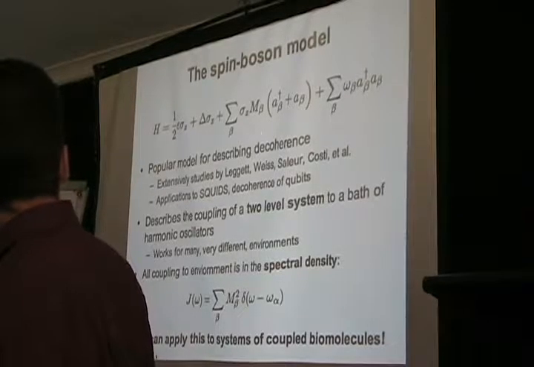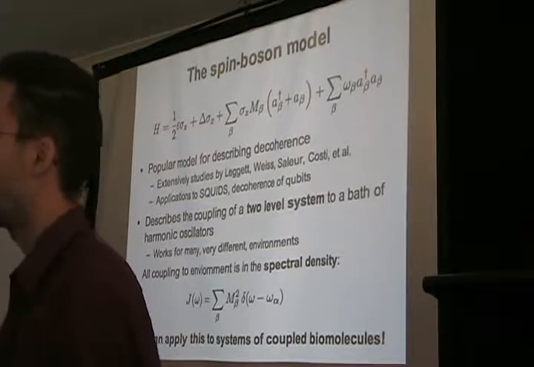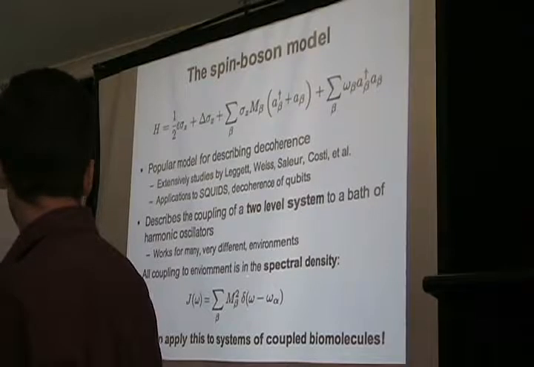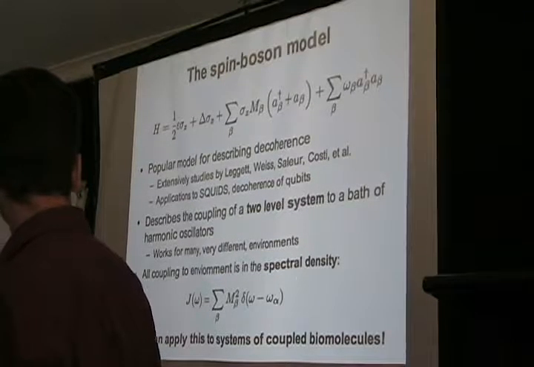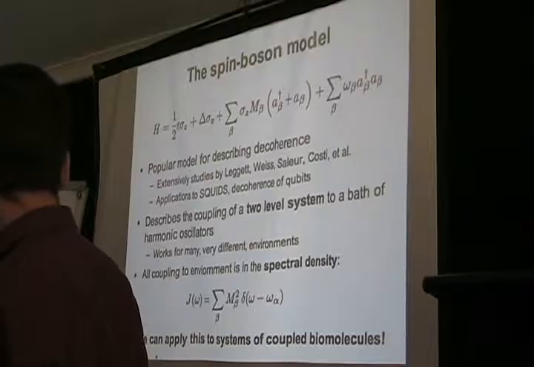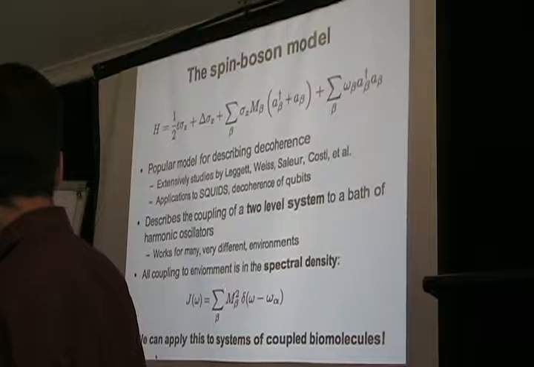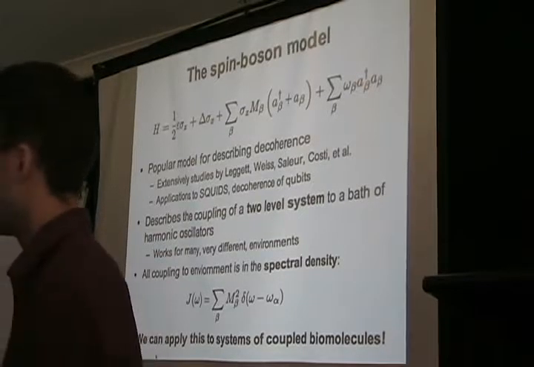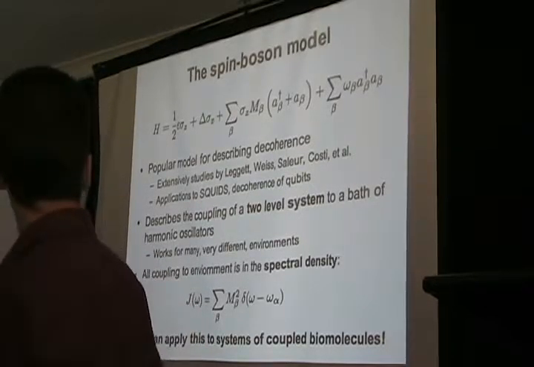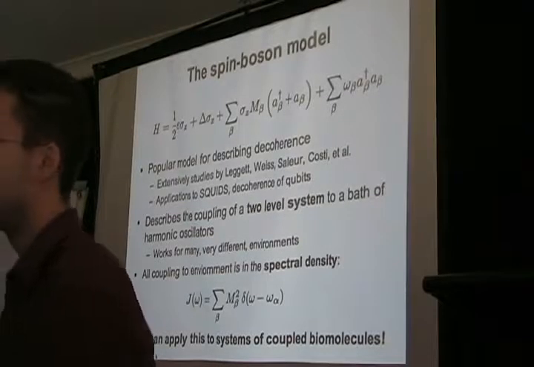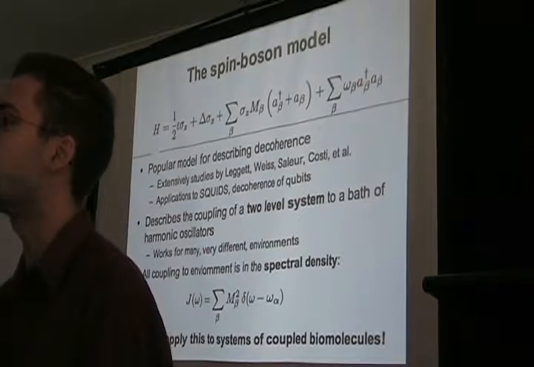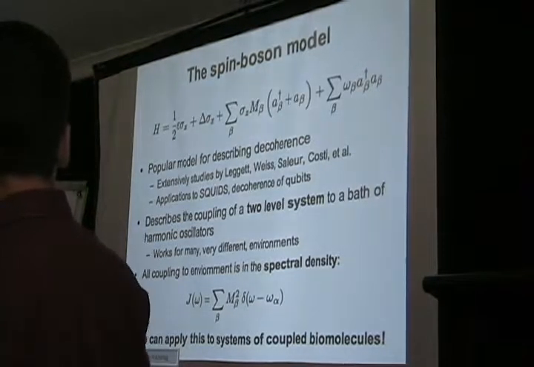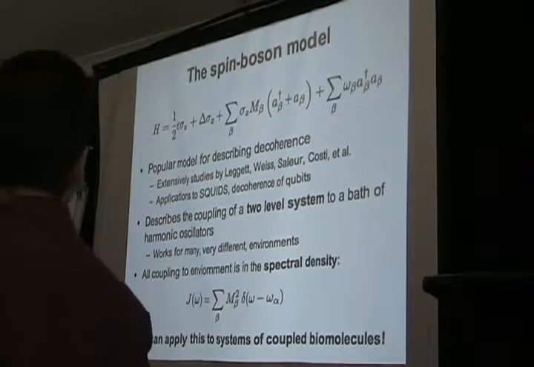The key thing is that we don't need to know every single coupling to the environment. All that really matters is this spectral density. So this is like a weighted density of states for looking at each state of the environment and how strongly it couples to the two-level system. What Ross and I were looking at was how can we apply this Hamiltonian to biomolecules? Can we find an experimental realization of this Hamiltonian? And we'll go through this Hamiltonian in more detail now.